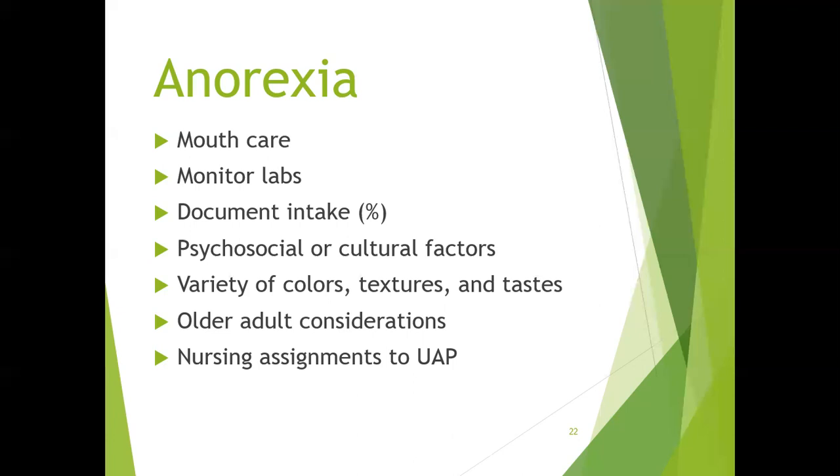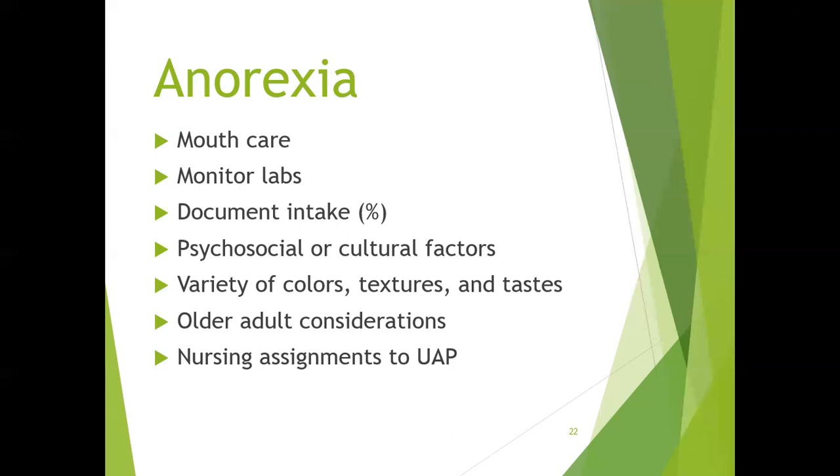We need to provide a variety of colors, textures, and tastes with the food that we're offering. And with older adults, they are more prone to have anorexia or a loss of appetite. We need to make sure that we encourage them to eat on a schedule.